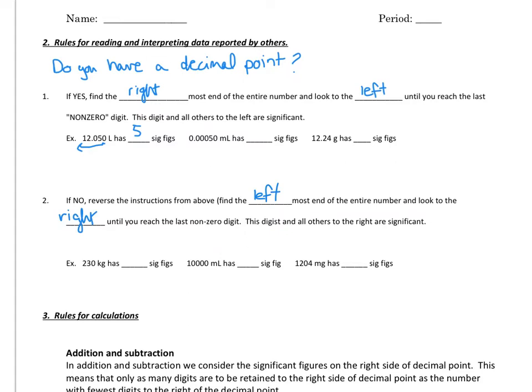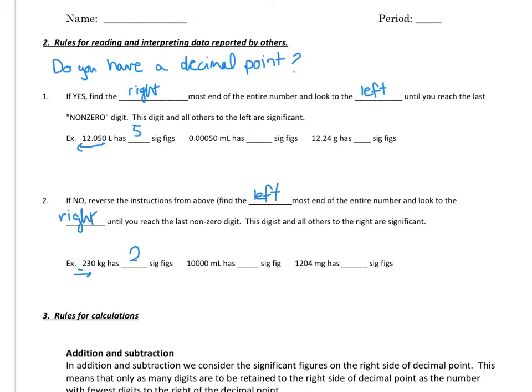For example, 230 kilograms. That does not have a decimal place, so you start from the left this time. You're going to start at that 2 and go to the right until the last non-zero digit. In this case, the 3 is your last non-zero digit. So from where you started at the 2 till where you ended at the 3, those are all significant, so that would be a total of 2 sig figs.